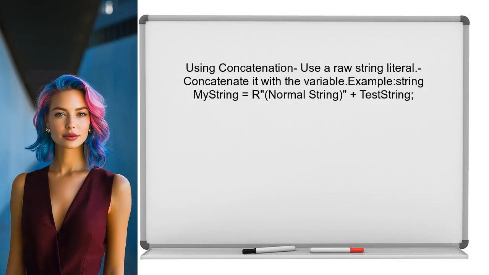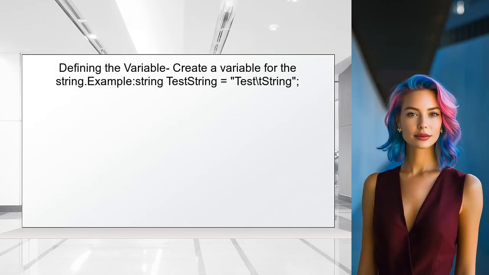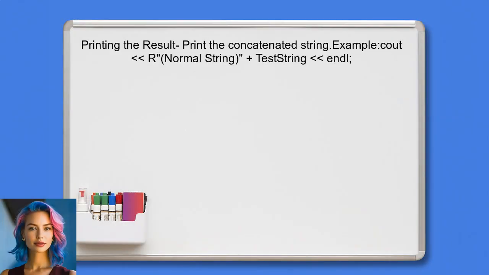One effective method is to use a string literal with the raw string modifier and concatenate it with the variable. This way, the user can achieve the desired output. Next, the user can define the variable containing the string they want to print in its raw form. For instance, they can create a variable named testString. Finally, the user can print the concatenated result. This will display the raw form of the string contained within the variable as intended.